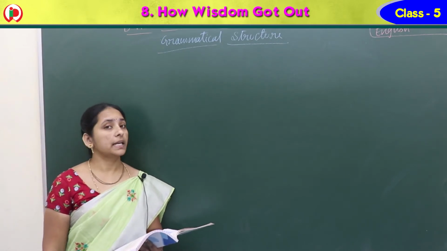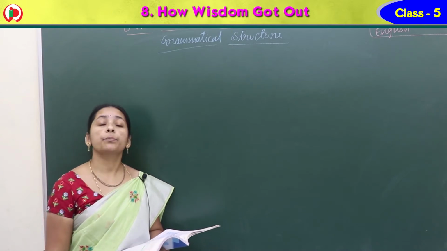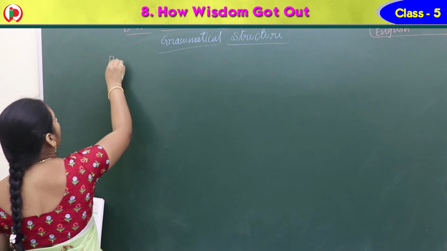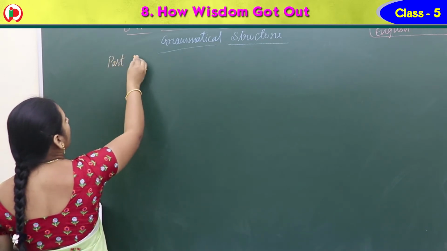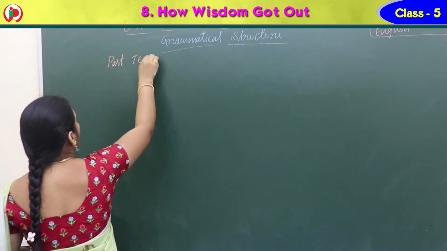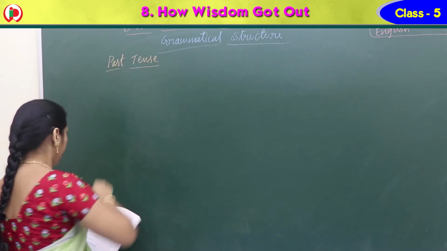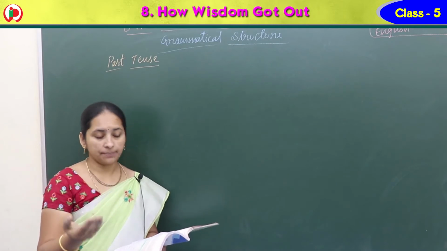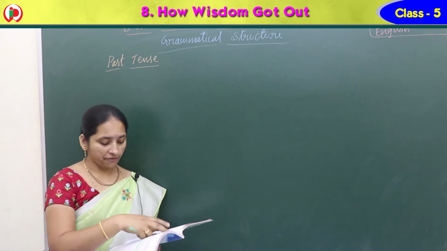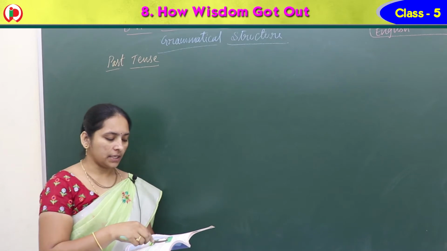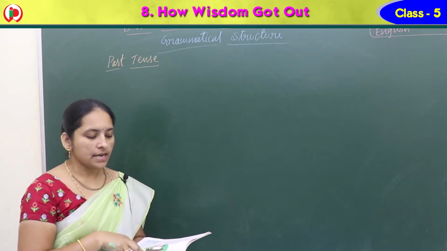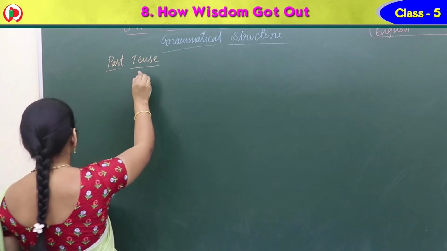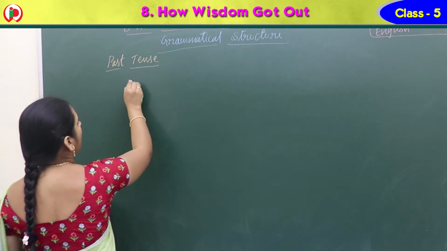Past tense. So we can see the grammatical structure now, that is past tense. So what is this past tense? In the last class, in the previous one, you completed present tense. Now past tense we can see here. In past tense we have simple, progressive, perfect. One by one we can see. The first one is simple past.